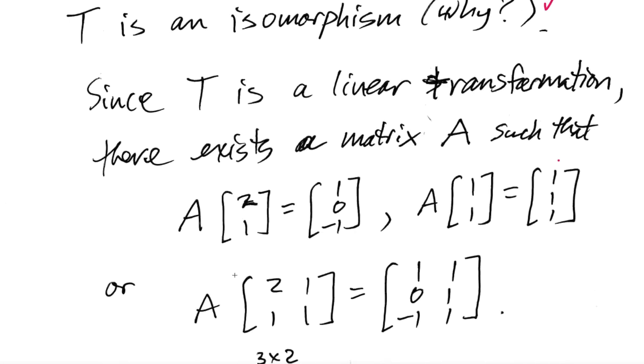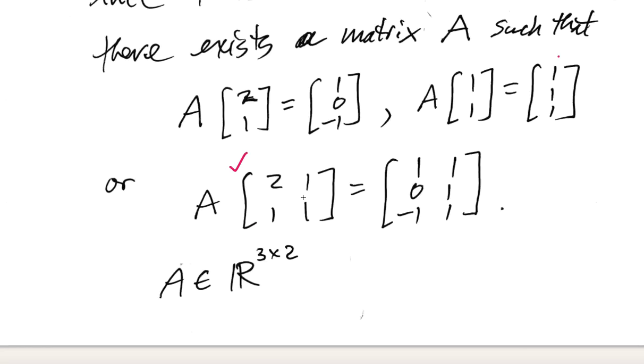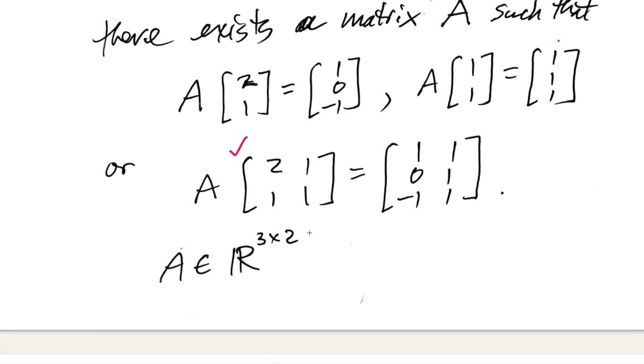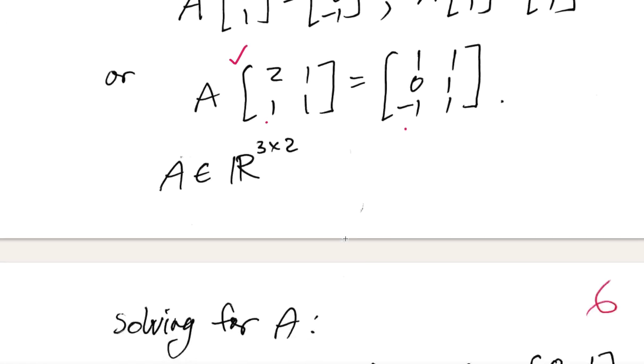I can put these together and make a matrix equation out of it. My matrix A times the matrix with columns (2, 1) and (1, 1), reading across, should be the matrix with rows (1, 1), (0, 1), (-1, 1). Read across sometimes, read down sometimes. What would the dimensions of A have to be? Well, this has 3 rows and this has 2 columns here. A would have to be a 3 by 2.